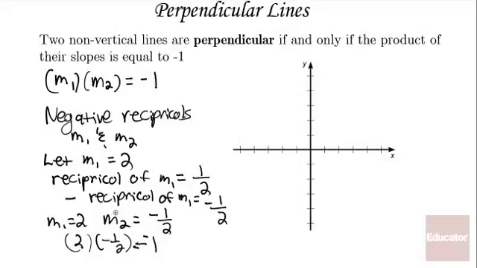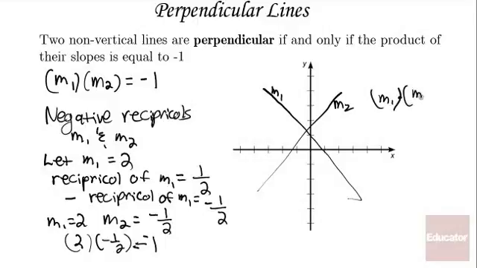Therefore, two non-vertical lines are perpendicular if the product of their slopes is equal to -1, which is another way of saying that the slopes of two perpendicular lines are negative reciprocals of each other. So if I have two lines that are intersecting at right angles, they are perpendicular, M1 and M2. The product of their slopes is equal to -1.